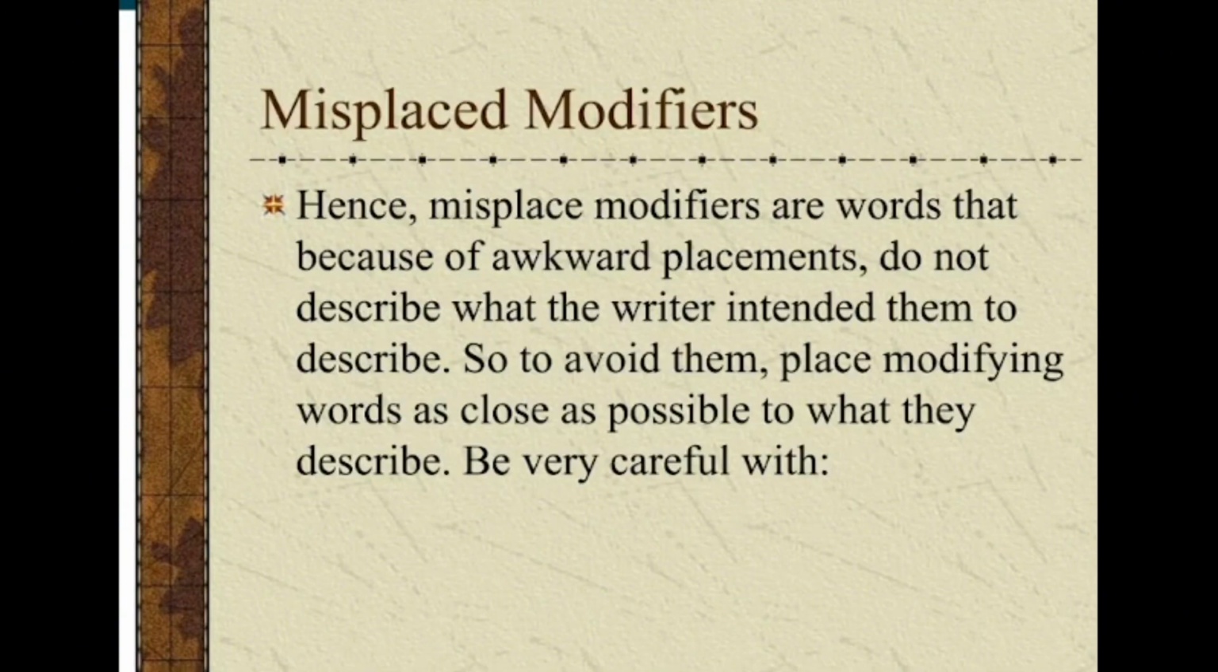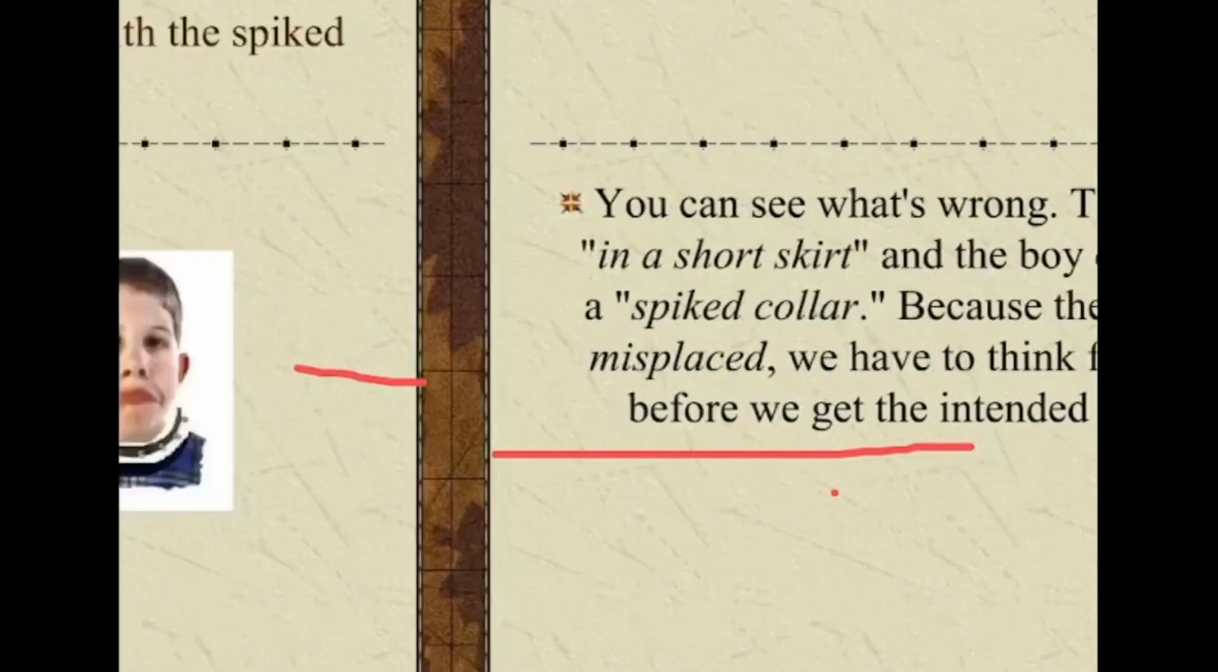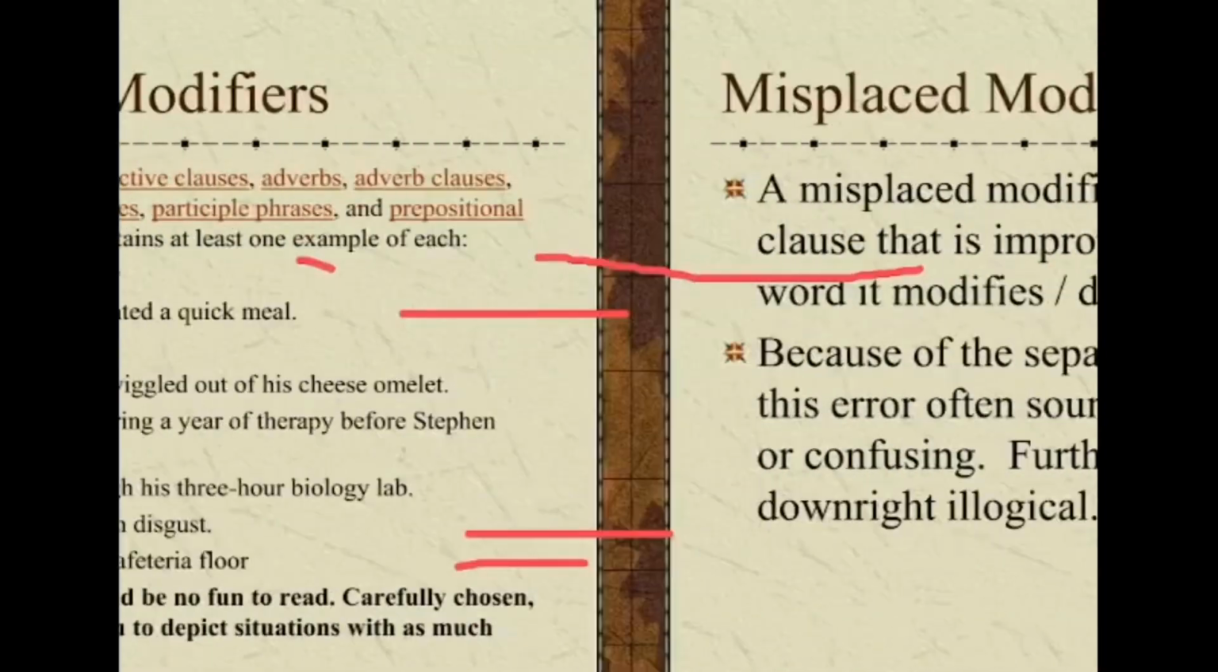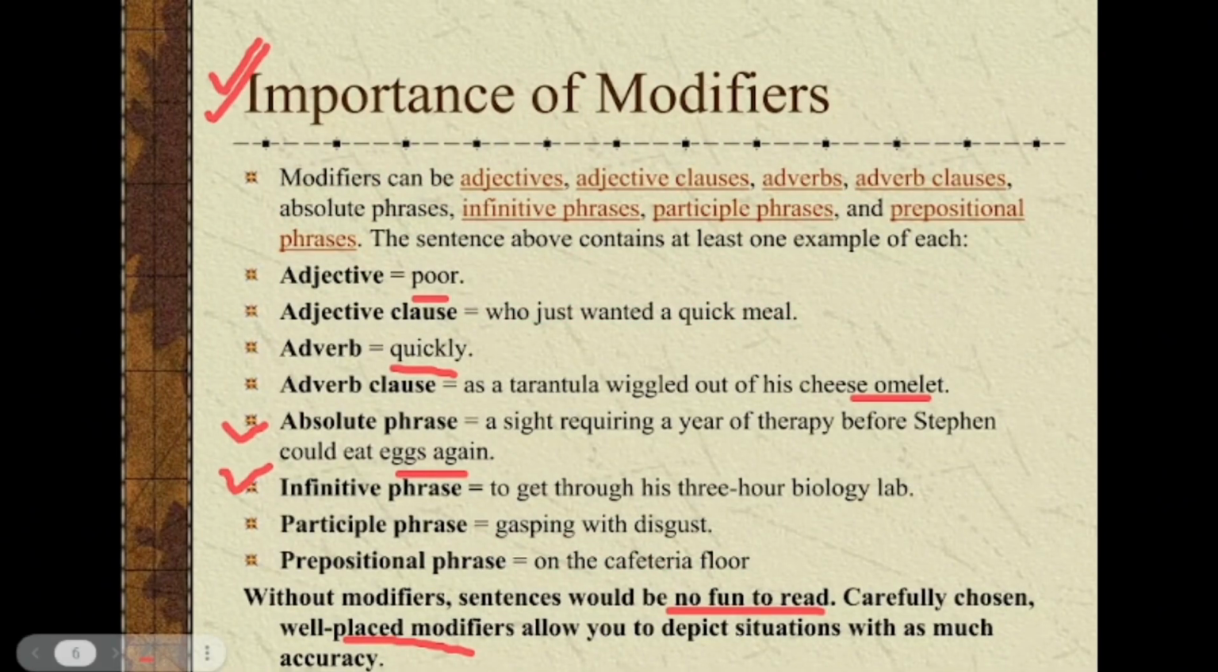So hence, misplaced modifiers are words that, because of awkward placement, do not describe what the writer intended them to describe. So to avoid them, place modifying words as close as possible to what they describe. Use good modifiers in our sentence to make it meaningful: adjective, adjective clause.